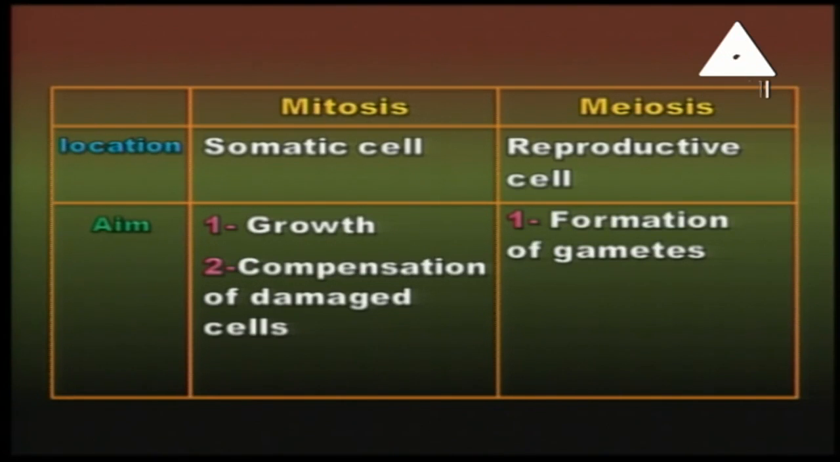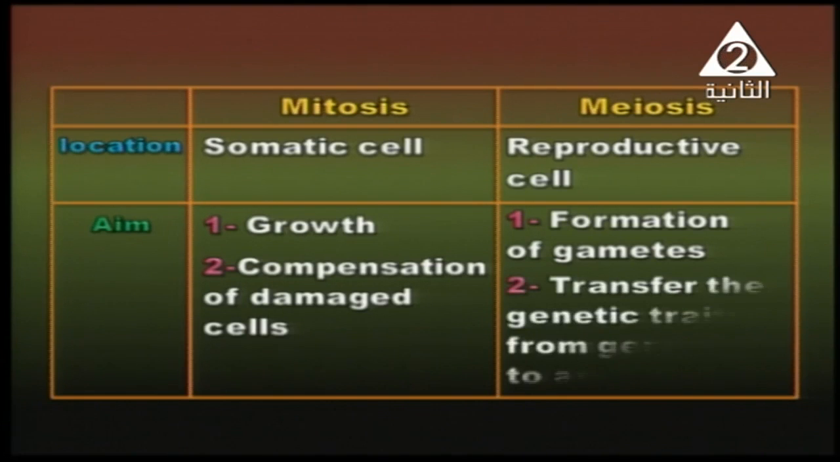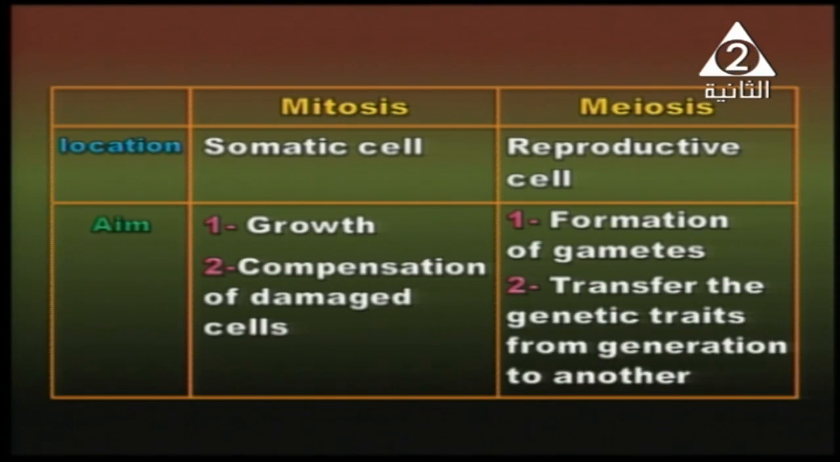But the aim of meiosis is formation of gametes and transfer of the genetic traits from one generation to another. So meiosis takes place in reproductive cells for formation of gametes and also transferring the genetic traits from one generation to another.